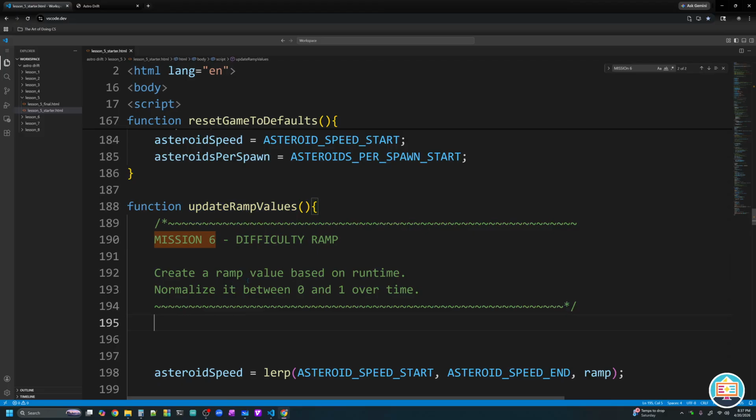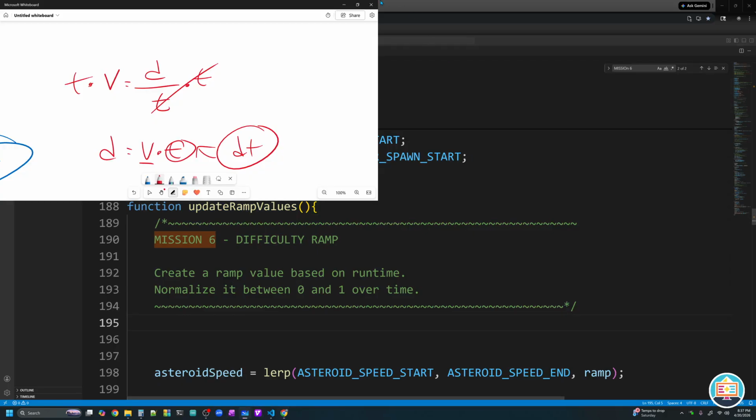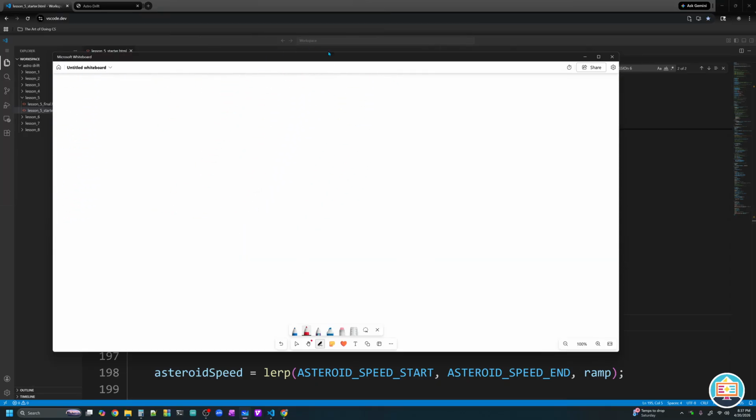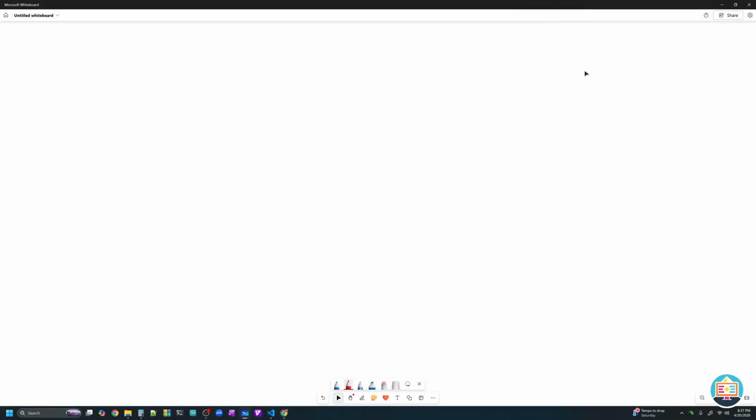So the first thing it says, we need to create a ramp value based on runtime. So let's talk about how this is all going to work. I'm going to come over to the whiteboard right here. I'll make this full screen so we can see it nicely. And let's take asteroid speed as example. So a ramp is essentially a value between 0 and 1, okay? So it's somewhere between 0 and 1. So maybe it's like 0, maybe it's 0.33, maybe it's 0.86, or maybe it's 0.99, something like that, okay?